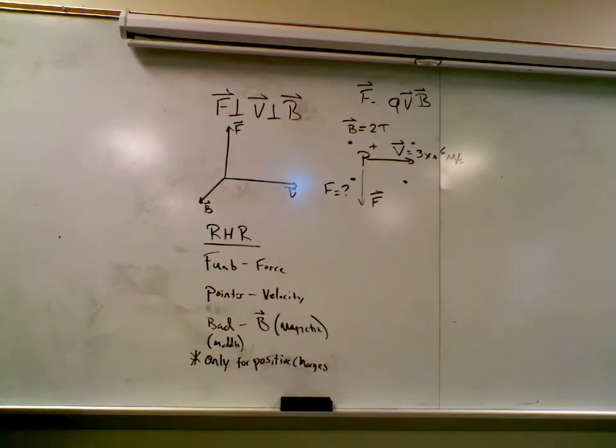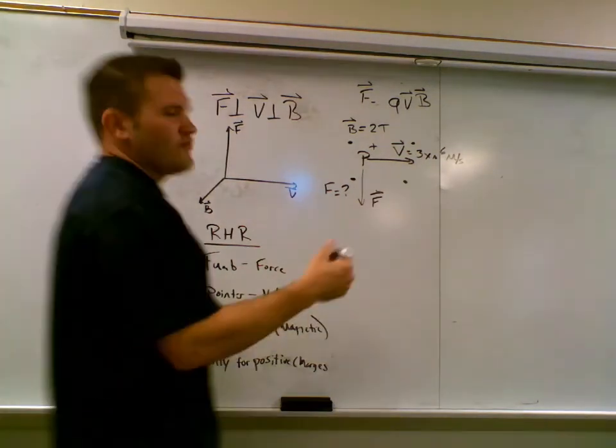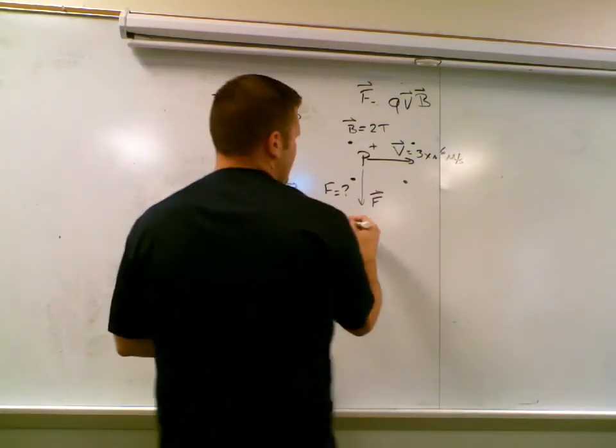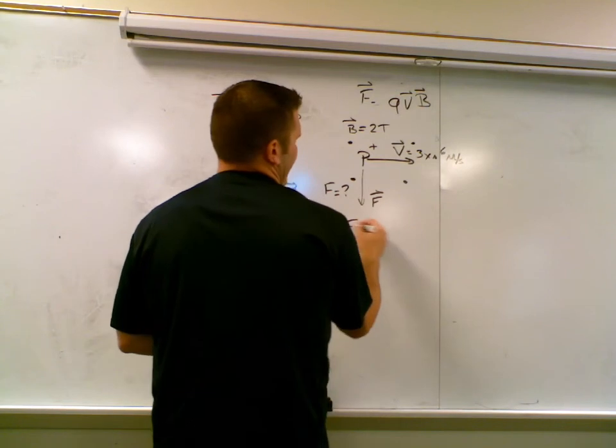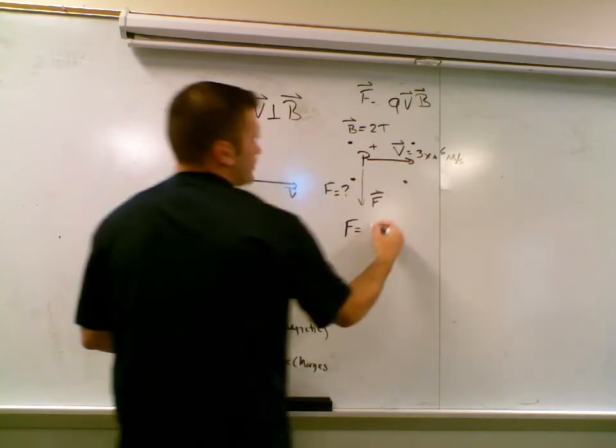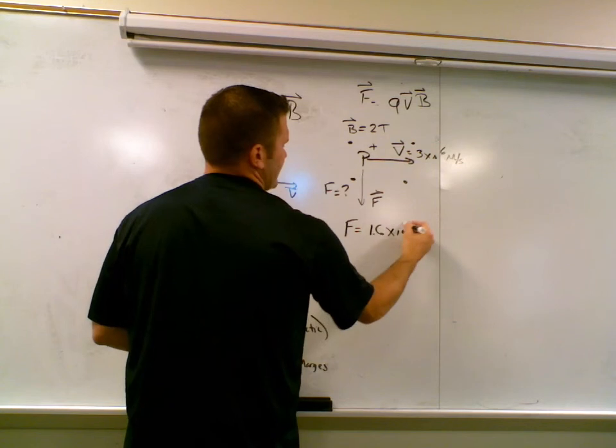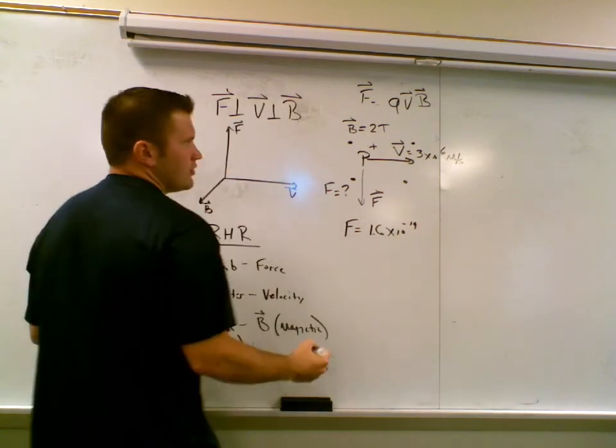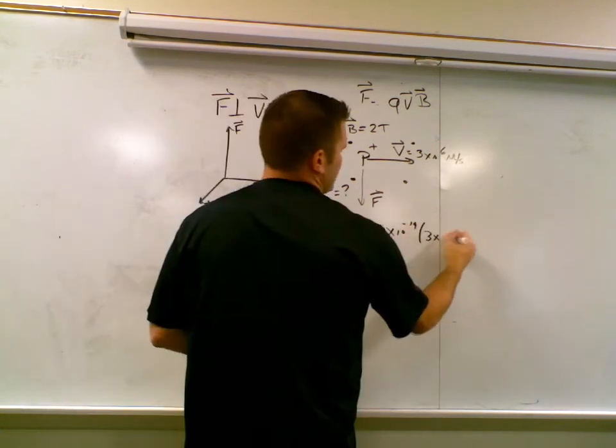Okay. So now let's figure out the magnitude of that force. To find the magnitude, we use F equals QVB. So F equals Q, it's a proton, 1.6 times 10 to the negative 19, right? V, 3 times 10 to the 6th.